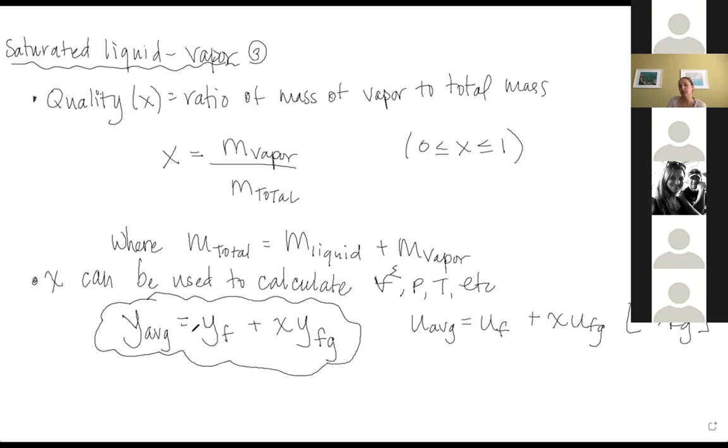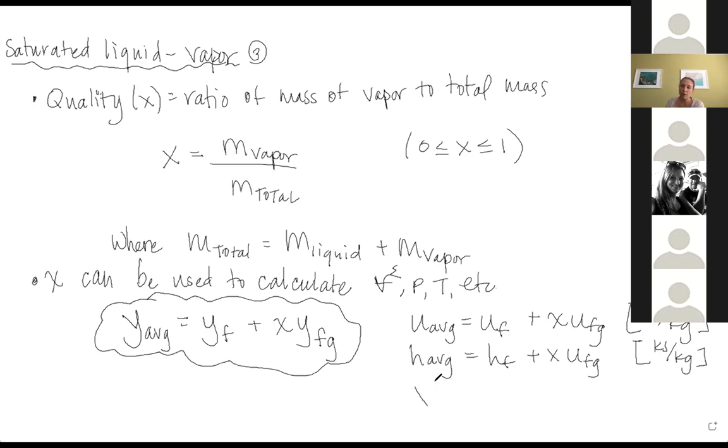So this is the exact same equation. I'm just applying it to internal energy. We can also do that with enthalpy. Our average enthalpy value is going to be our enthalpy of our saturated liquid plus quality times our enthalpy of our saturated liquid vapor. Once again, units of kilojoules per unit mass because we're looking at specific values here.